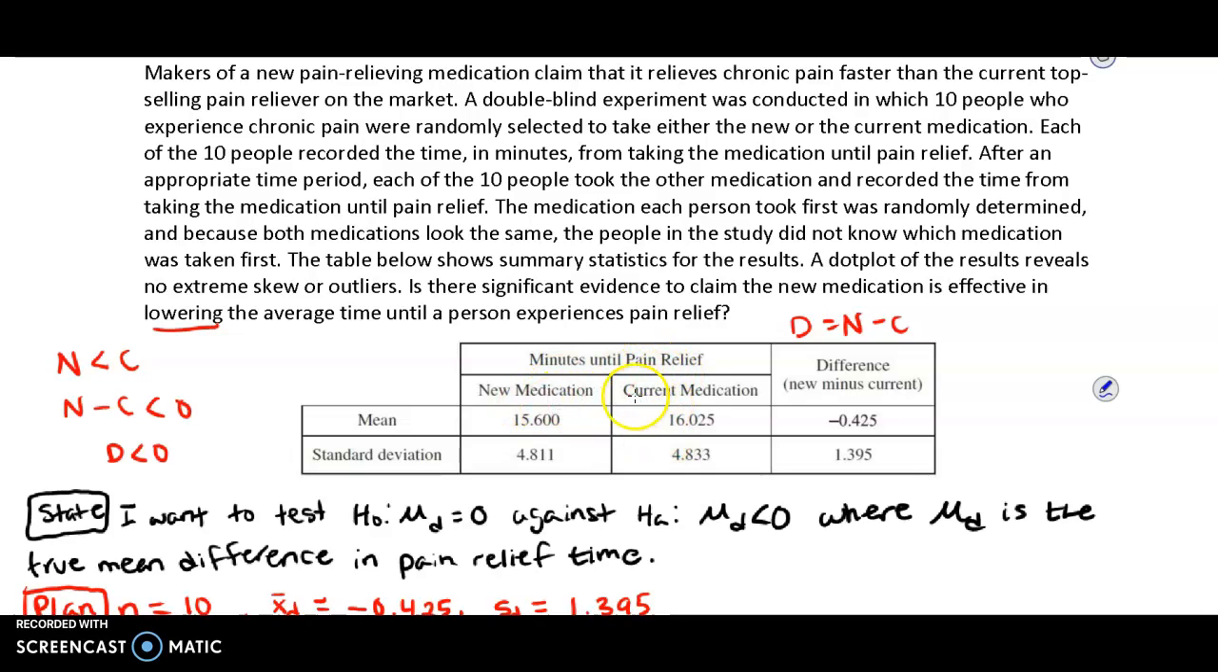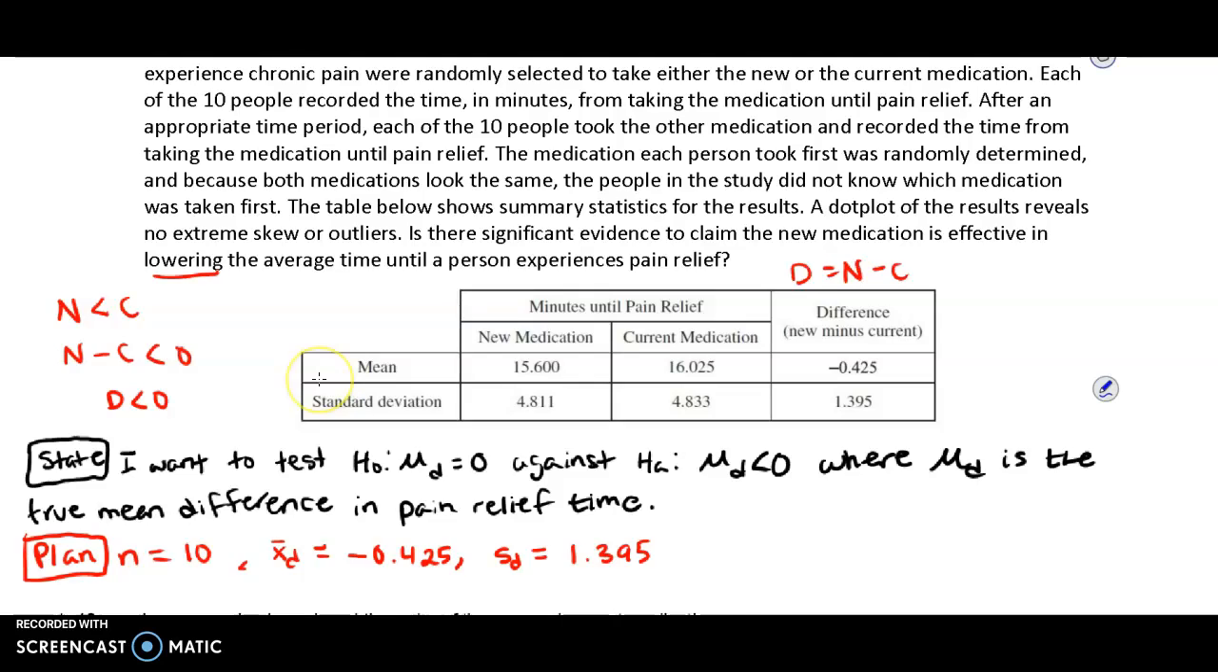So I have the elements of comparison. I've got random assignment. I have control, and we have replication. We're using 10 people. Well, the difference here is defined for us as new minus current. So I want to see, does the new medication have a lower average than the current medication? Well, since we've already been defined as n minus c, we're going to define this by moving the c to the other side. So we are now testing that n minus c is less than 0. We're testing that mu d is less than 0.